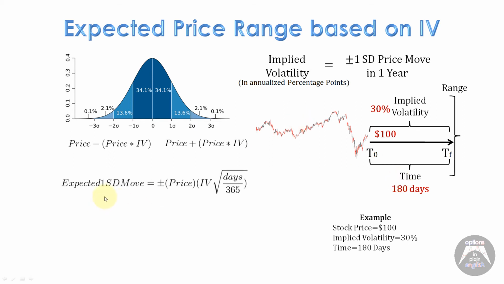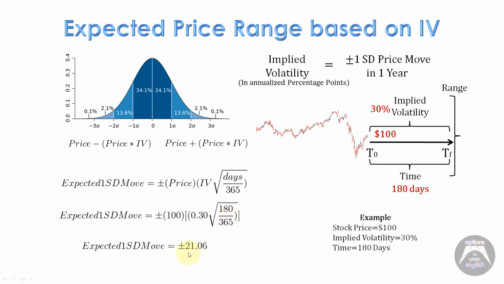So we have the formula here, the expected one standard deviation move, which is plus minus the price multiplied by IV multiplied by the square root of the number of days divided by 365. And we just plug in the numbers, and it's going to be 100 times 0.30, which is the IV in percentage terms, and then the square root of 180 divided by 365. So we're going to get, by using this formula, a value of $21.06. So what does this mean?